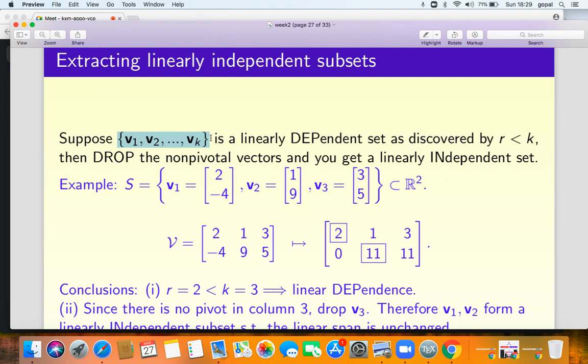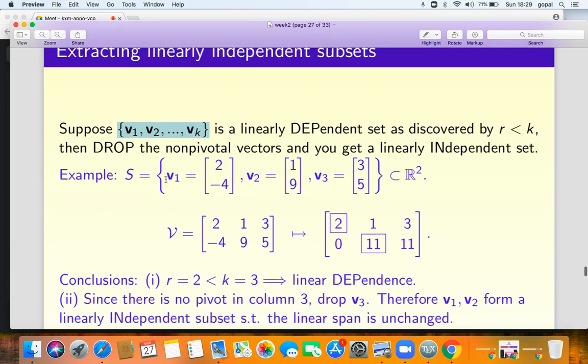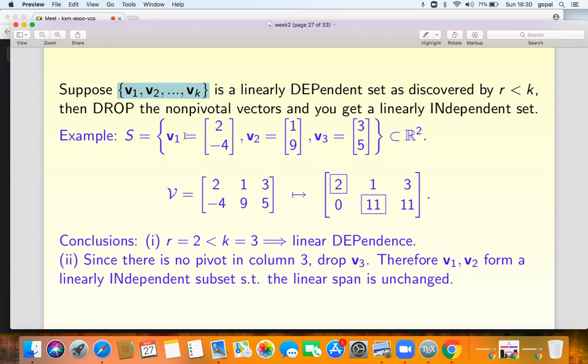By this process, in finitely many steps, you are going to get a subset of this highlighted set which is linearly independent, and the linear span of the subset is the same as the linear span of the whole thing. And so this set will contain a basis. If you look at the vector subspace generated by v1, v2, ..., vk, then this generating set will contain a basis. This is what it means: you can delete a bunch of vectors from this set and retain a linearly independent subset, and you'll get a basis for it. How to do that has been illustrated with a simple example.